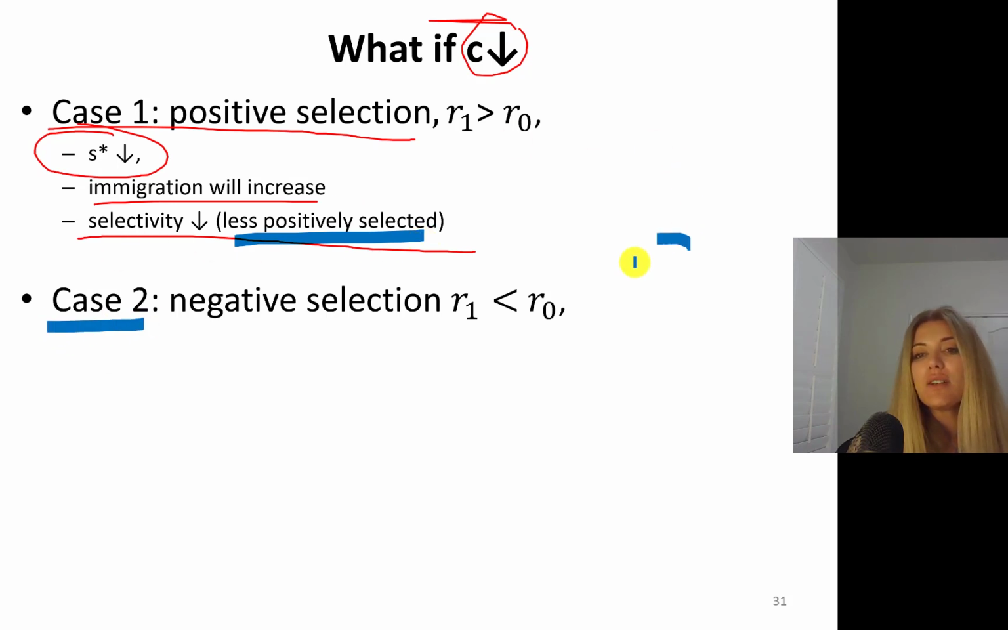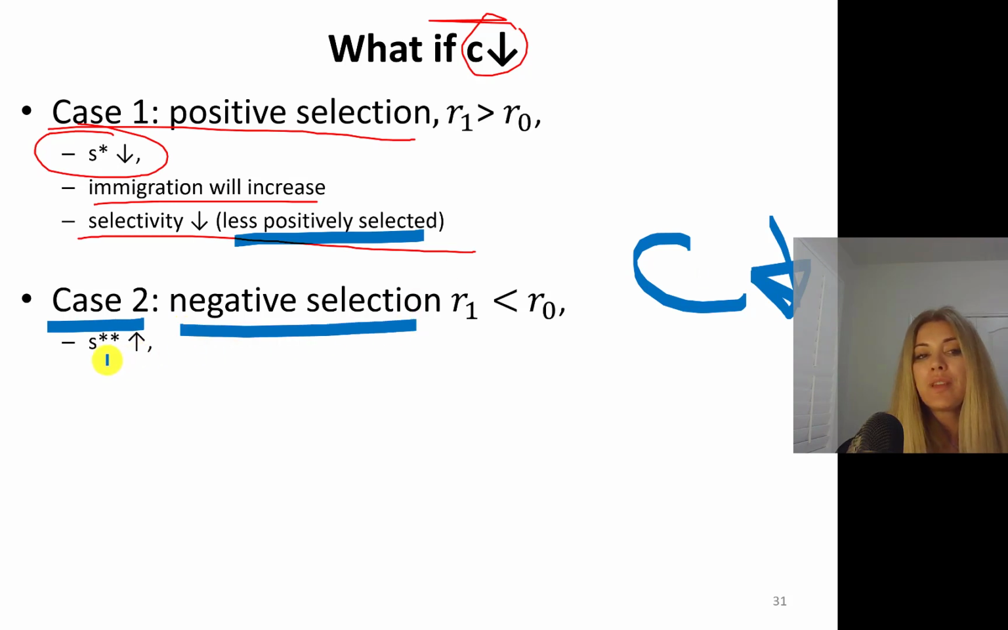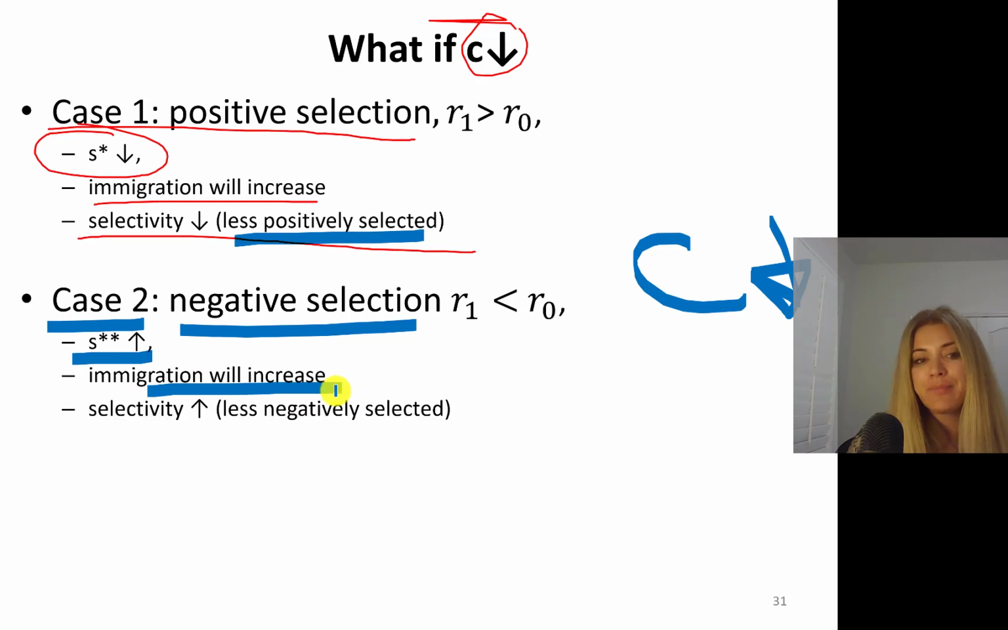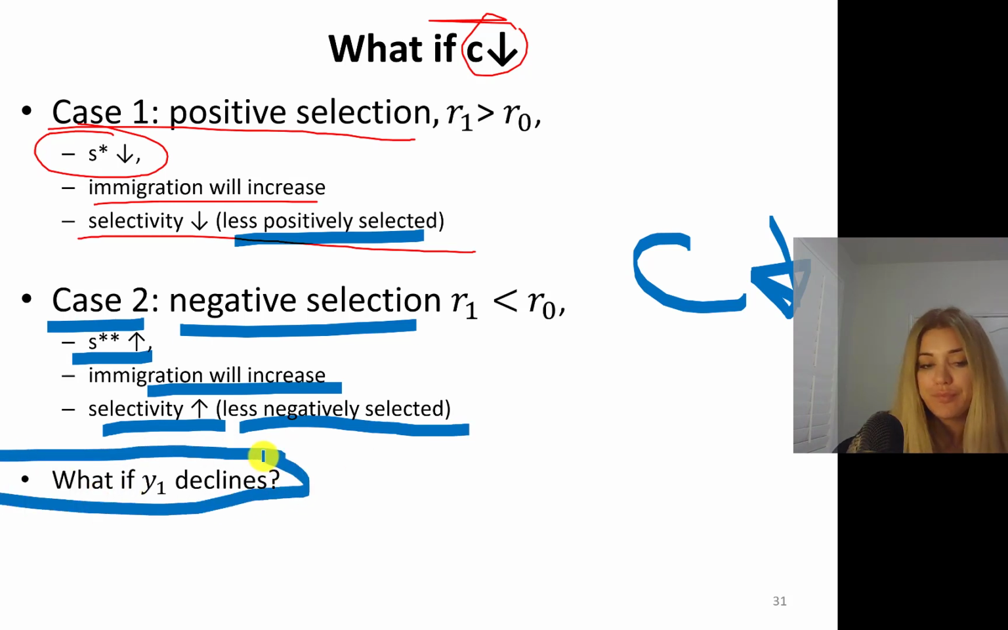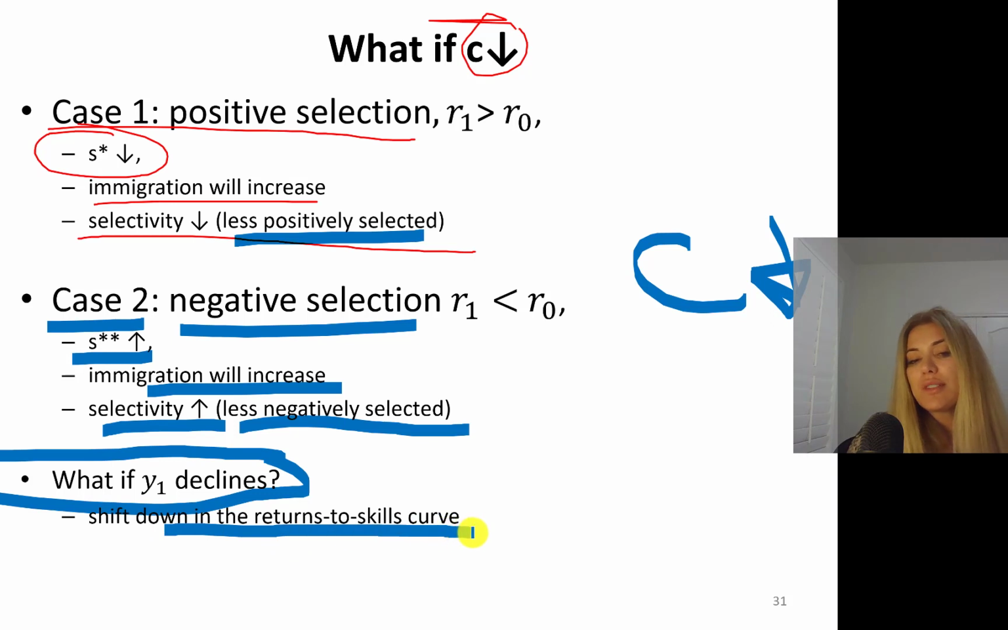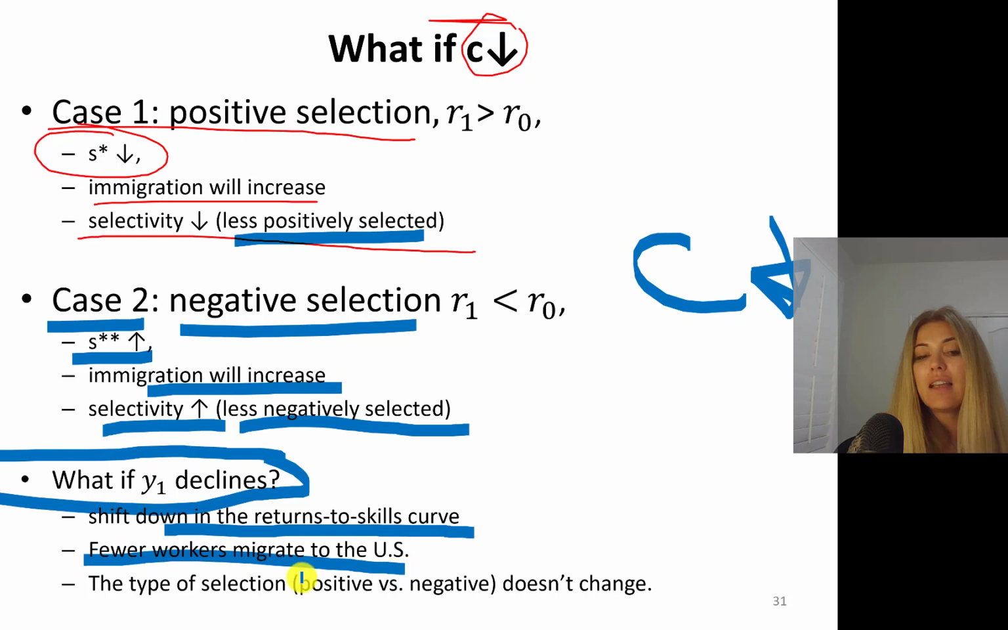In case 2, if C goes down, negative selection, still negative selection. S double star will go up, immigration will increase, selectivity will increase. You're going to have less negative selection. What if Y1 declines? The present value of returns to the US declines. This is a shift down in the returns to skills curve in the US. Fewer workers will migrate to the US and the type of selection, positive or negative, doesn't change.